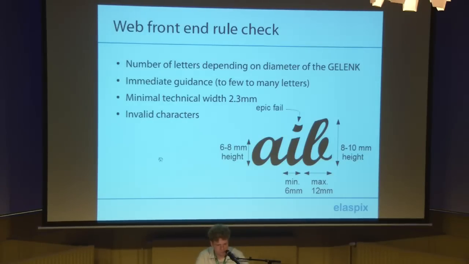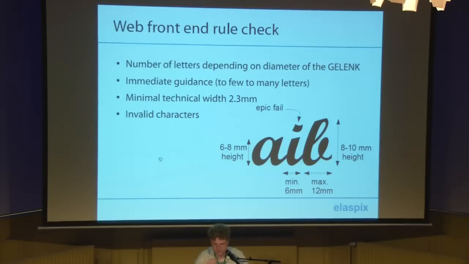And for modeling, it's very important to meet the printing criteria. For example, we are using Shapeways, so we have a minimal technical width that we must meet. We cannot print below this width of 2.3 millimeter for silver and gold. We also have to make sure that the number of letters are not too few or too many on a specific diameter. And we also have to make sure that all letters that we send to Shapeways are also printable.